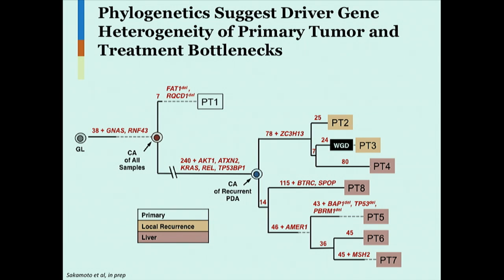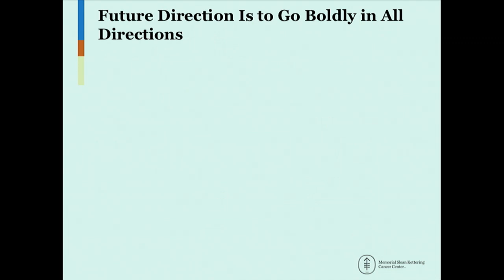So this is a manuscript now. We have a lot of other data that goes along with it, but that's where we are. So what are our future directions? My future direction is to go boldly into all directions, okay? Just aimlessly going, not letting my misunderstanding keep me from doing anything.